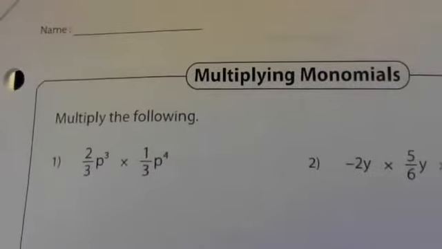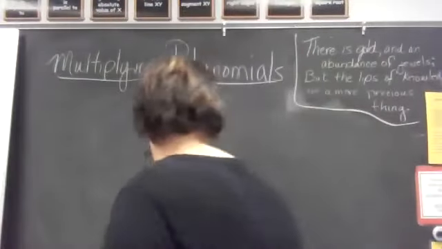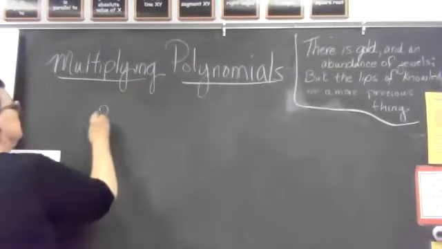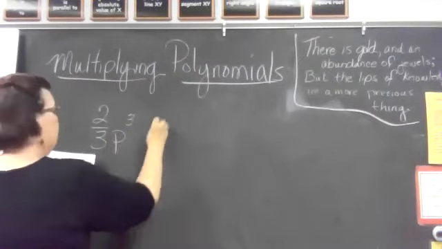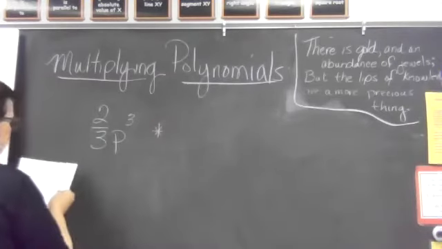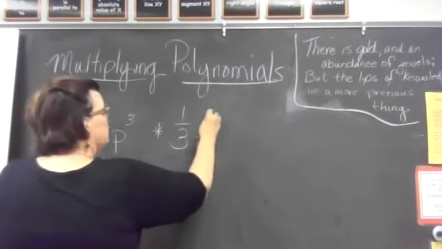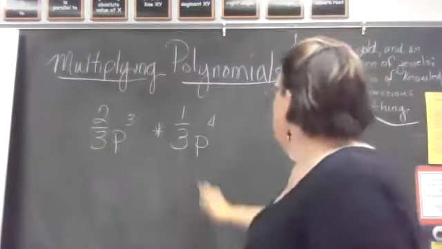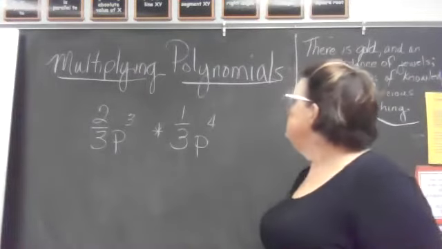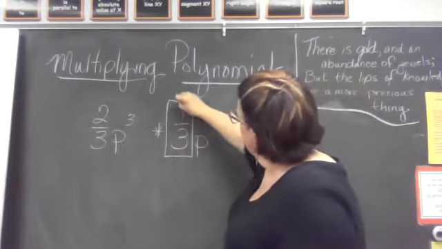For those of you on remote, number 1 is right here. I'll put it on the board. 2/3 p cubed times, they use an x. Sometimes our x's and times signs get mixed up. That's why I use a different one. P to the 4th. When you look at this, we have a monomial here and a monomial here, and they're being multiplied. And so we know that we can do things separately. All this stuff is multiplied.